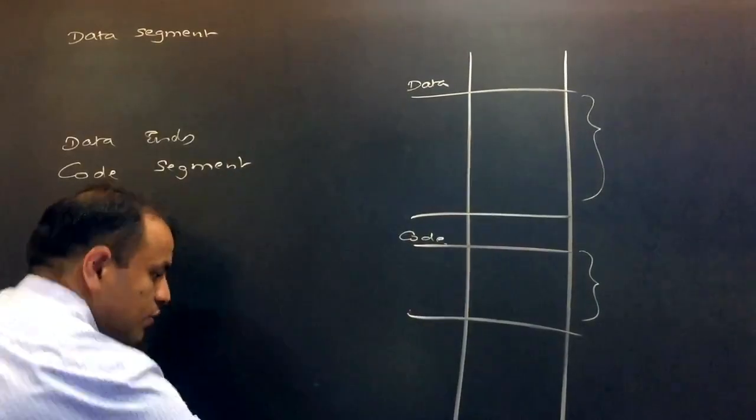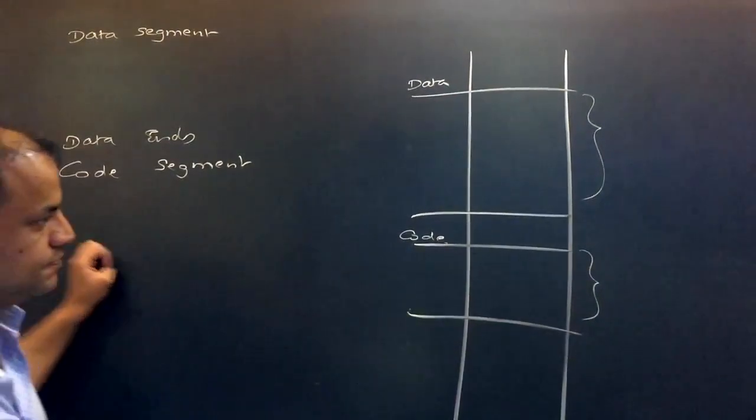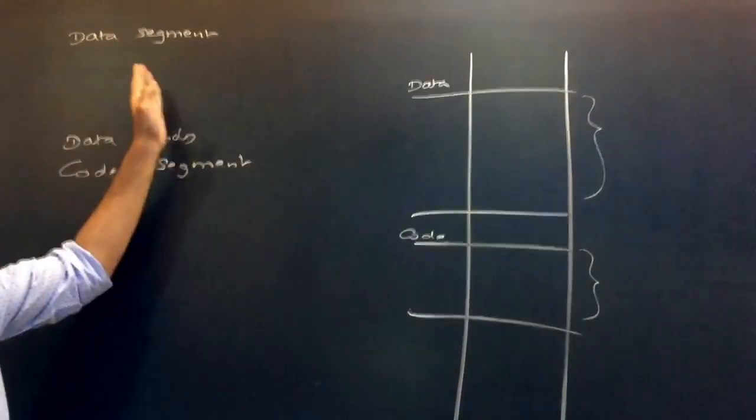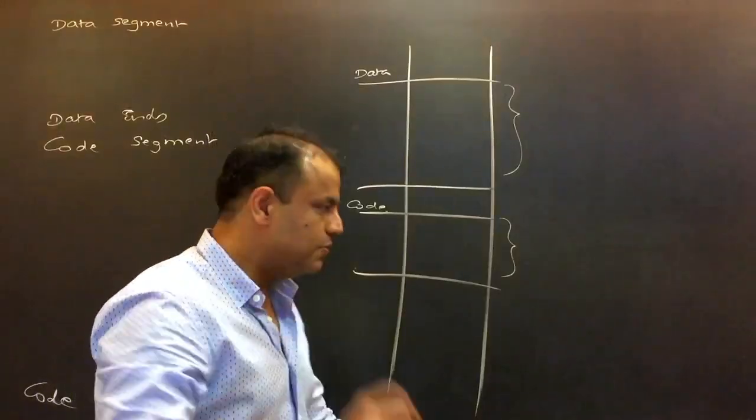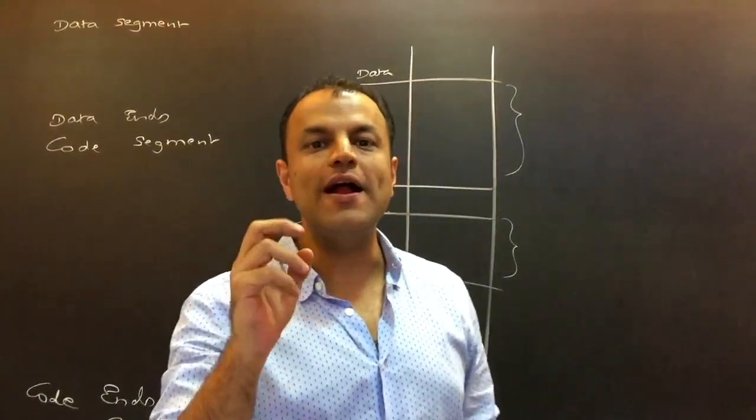Let's go ahead. So, as I said, what we write inside code will be stored here. What we write inside data will be stored here. Now, what do we write inside code? Inside code, we will write the actual program to add 2 numbers.